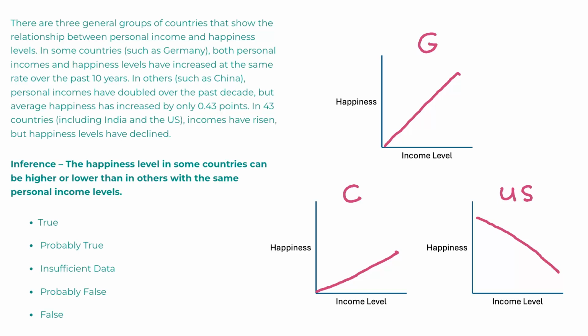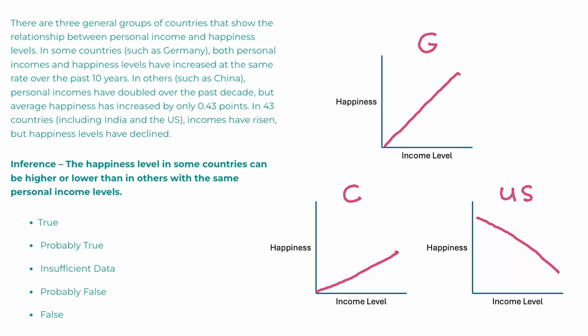So based on all of that, what do we think about the inference? Again, let's reread the inference. The happiness level in some countries can be higher or lower than in others with the same personal income levels. Well, we know that it can be either higher or lower. So for example, again, in the Germany example, we see that as income level increases, happiness is increasing. But then we see in the US, as income level is increasing, happiness is actually decreasing. So for this reason, we can eliminate probably false and false.